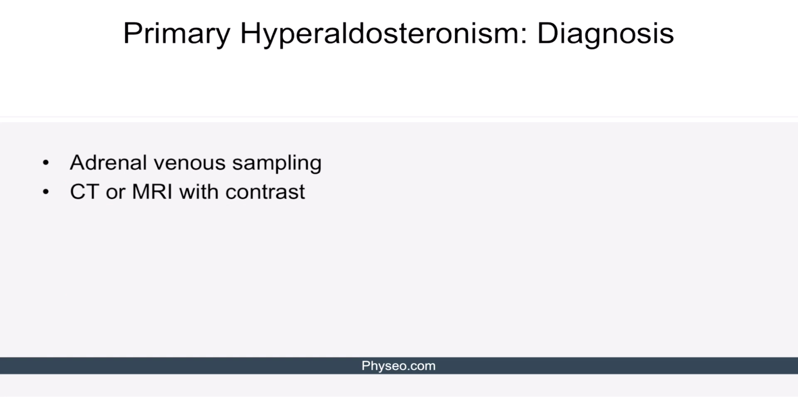Once the diagnosis becomes likely, clinicians may order adrenal venous sampling to establish whether high levels of aldosterone are coming out of both adrenal glands, which suggests bilateral adrenal hyperplasia, or just one of the glands, which suggests either adrenal adenoma or carcinoma. Similarly, CT or MRI of the abdomen with contrast can help clinicians directly visualize the adrenal pathology and determine whether the problem is bilateral or unilateral in nature.